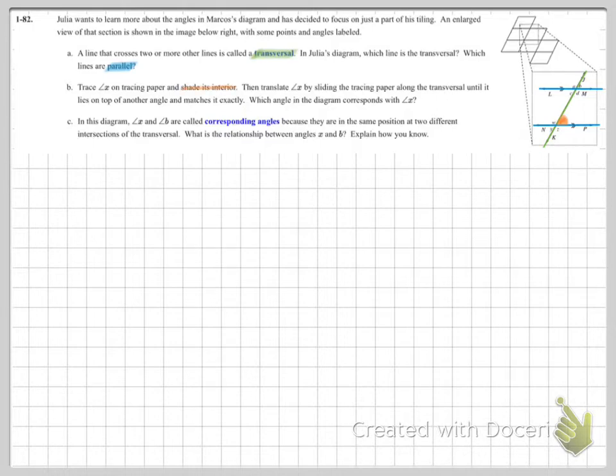I used orange. Then we're going to translate X by sliding the tracing paper along the transversal until it lands on top of another angle. So I'm going to take that angle X and slowly move it up. This idea of sliding something along the transversal, I'm going to slide it until it fits perfectly into another location. In this case, it's going to land right on top of where angle B is located.